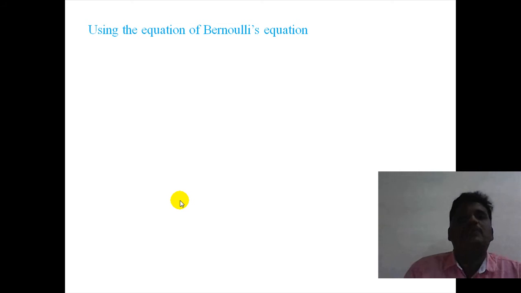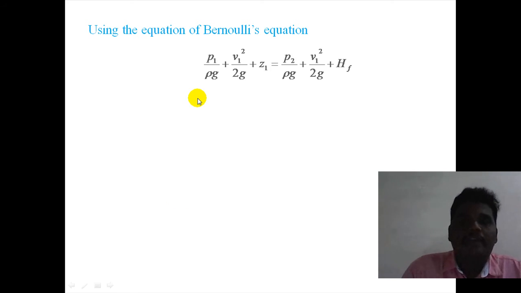Using Bernoulli's equation, we know that P1 by rho g plus V1 square by 2g plus Z1 is equal to P2 by rho g plus V2 square by 2g plus Z2 plus hf. Sorry, it is V2 square by 2g.